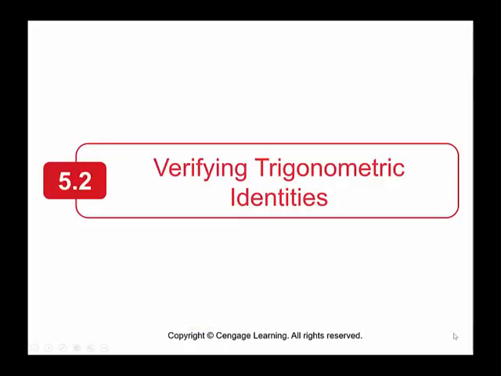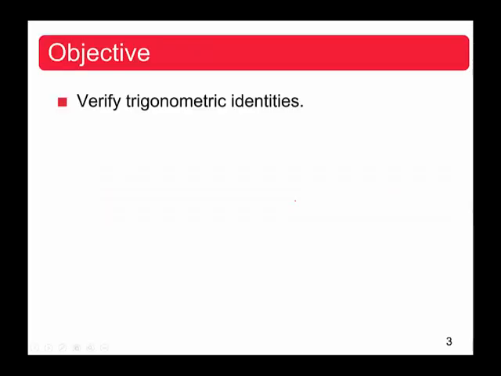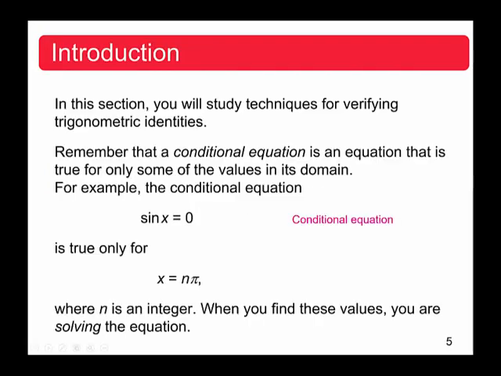5.2. We're going to take a look at how we verify the trigonometric identities. So the main objective is learning how to verify the trigonometric identities. For example, here we have a term called conditional equations. For example, sine x equals 0, and you know that there is no unique solution. So there's infinitely many solutions out there.